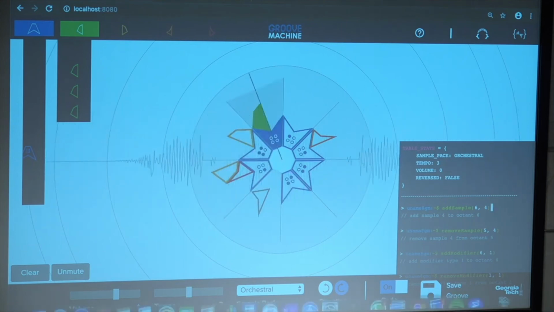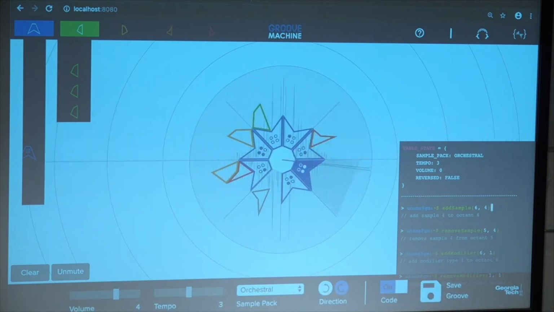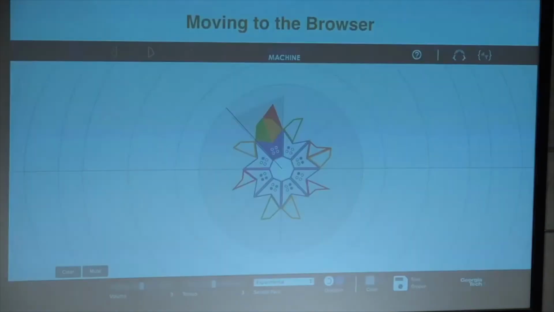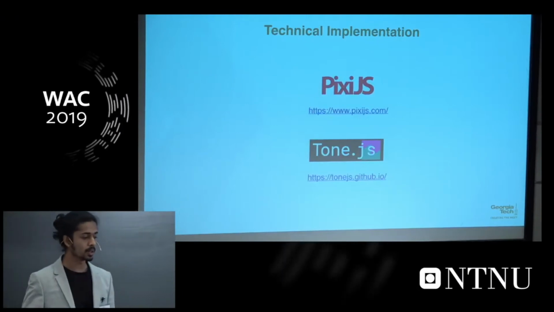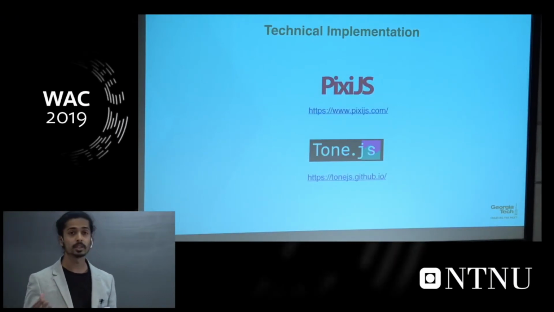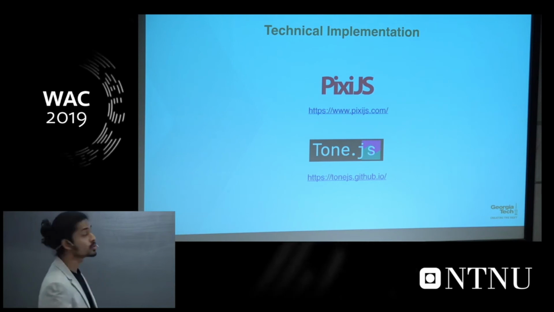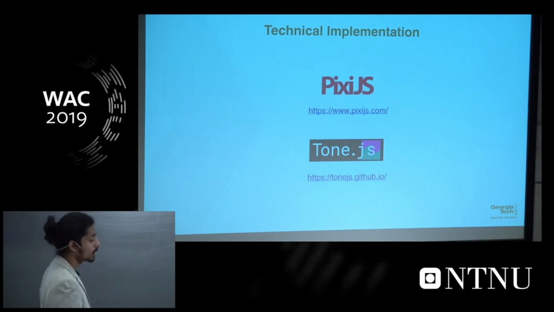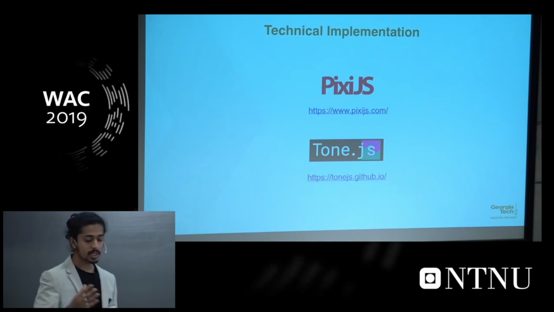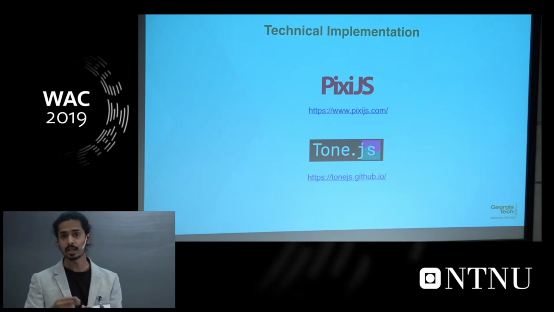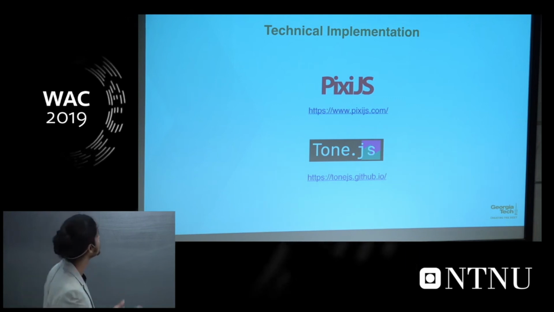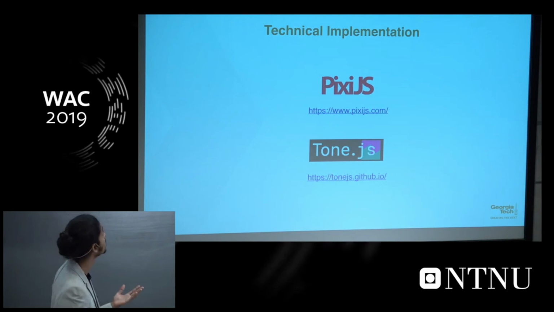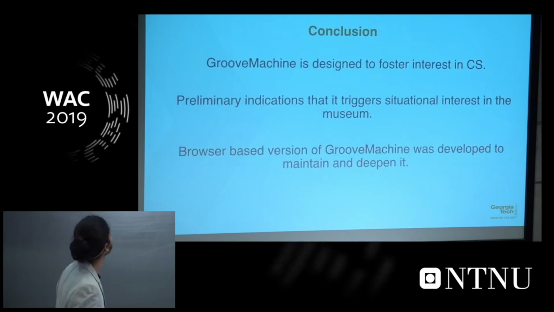Okay, back to the presentation. So for the technical implementation, all the graphics were implemented using Pixi.js, and the sounds were implemented using Tone.js. The sounds for low orchestration, high orchestration, and sample are basically pre-recorded sounds, which are downloaded at the beginning when the application starts, and the reverse and beat repeat effects are applied in real time.